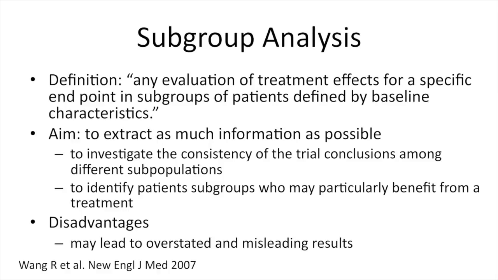The aim is to extract as much information as possible to investigate the consistency of the trial conclusions among different subpopulations, but also to identify patient subgroups who may particularly benefit from a treatment. However, there's a big disadvantage. It may lead to overstated and misleading results, so we have to be very careful about the interpretation of subgroups.